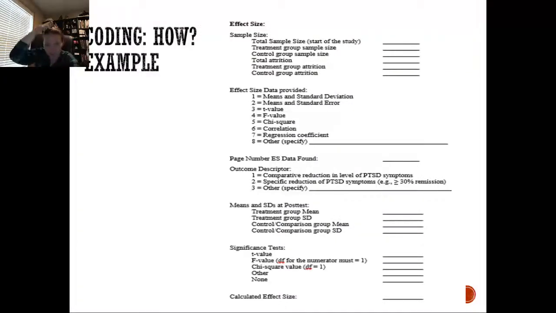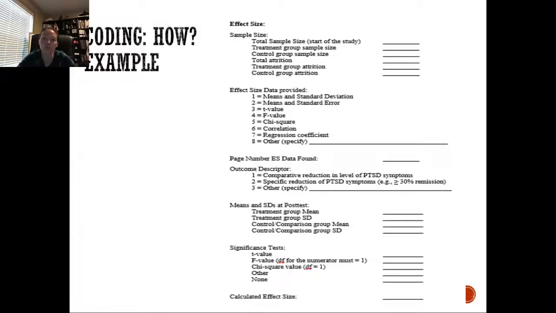And then you'll want to code the effect size data that the article provides you, so specifically categorizing that. And these are actually the most common, depending on the topic that you're looking at. We'll have to check our topic that we're going to do, but these are generally some of the most common that you will be pulling from your articles, with the exception of a few others, depending on how these articles present them. So means and standard deviations, means and standard errors, t-value, f-value, chi-square, correlation, regression coefficient, sometimes ANOVA, ANCOVA. So we'll have to look at our articles in specifics.